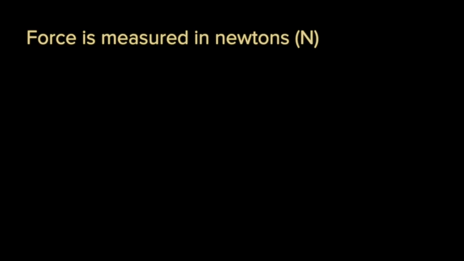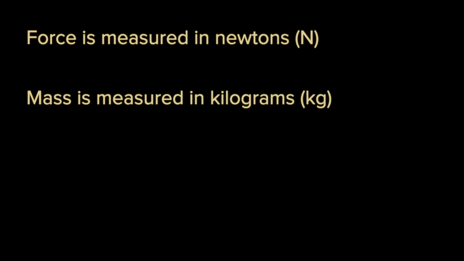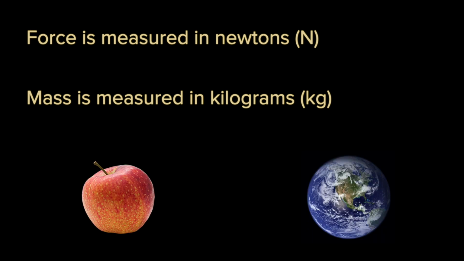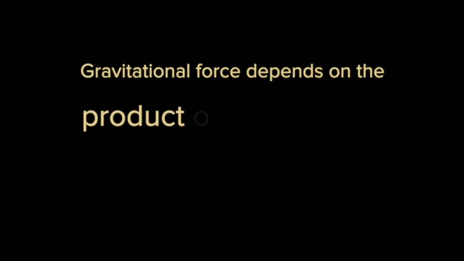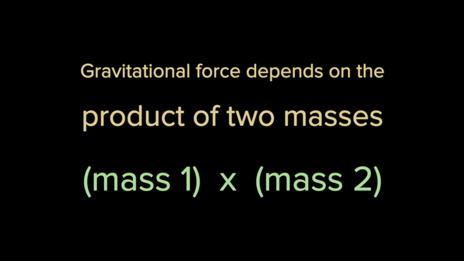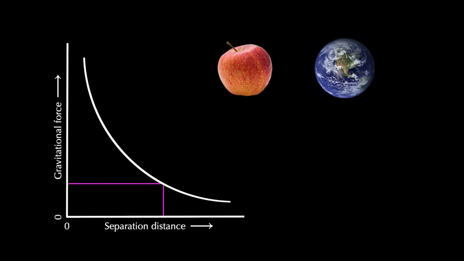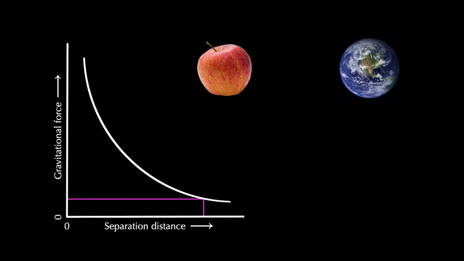The size of a gravitational force, in newtons, depends on the amount of mass involved, which is measured in kilograms. Both of the interacting masses contribute. The size of the force is proportional to the product of the two masses, what you get when you multiply them together. Next, it was observed that the gravitational force between two masses gets weaker the further they are apart.